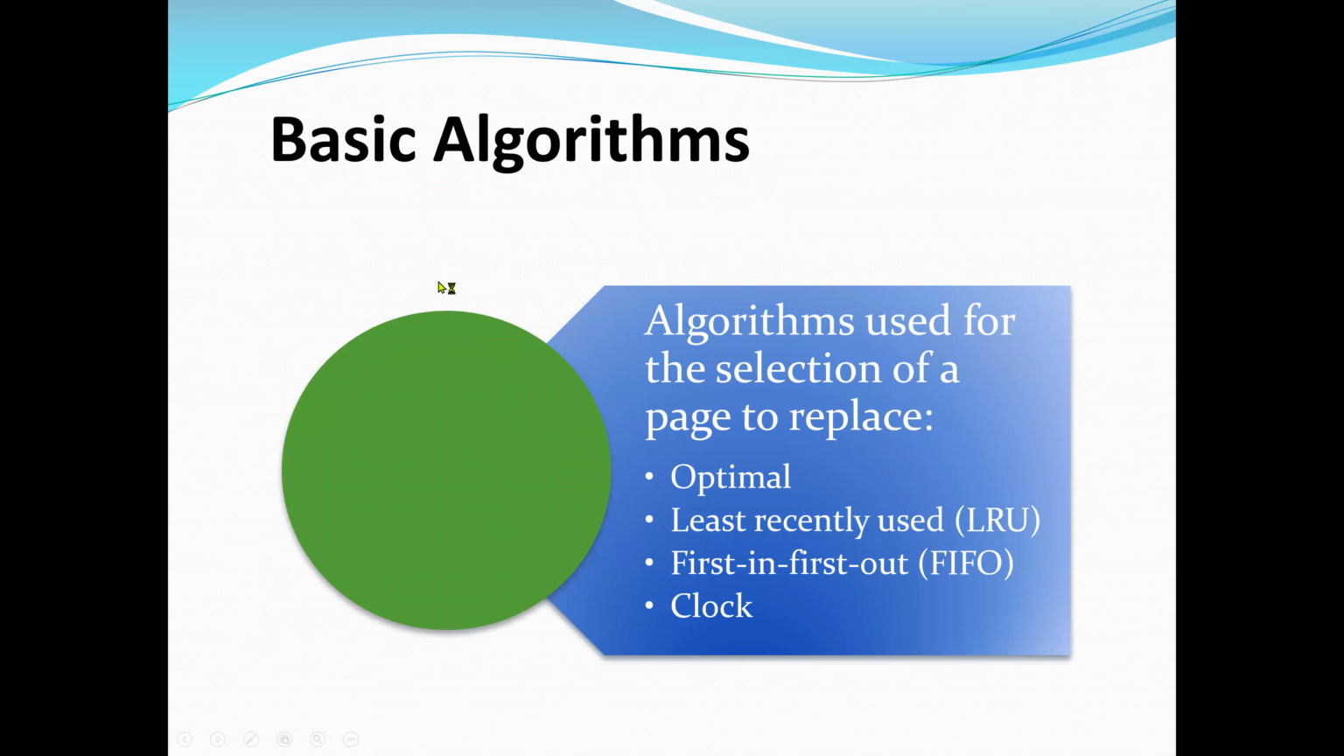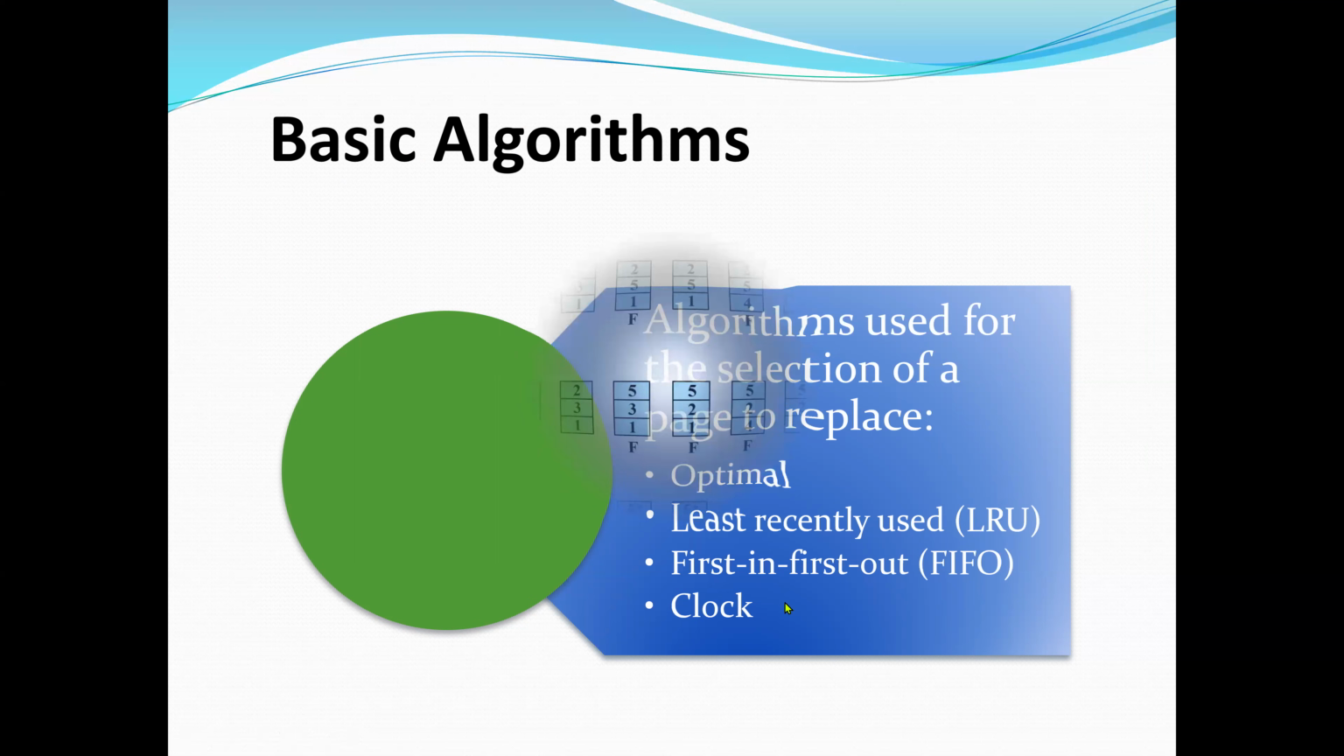Now we're going to start with the basic algorithms. Regardless of the resident set management strategy, which we are going to discuss in the next subsection, there are certain basic algorithms that are used for the selection of the page to replace. Replacement algorithms that have been discussed in the literature include optimal, least recently used, first in first out, and the clock. We shall go through each one.